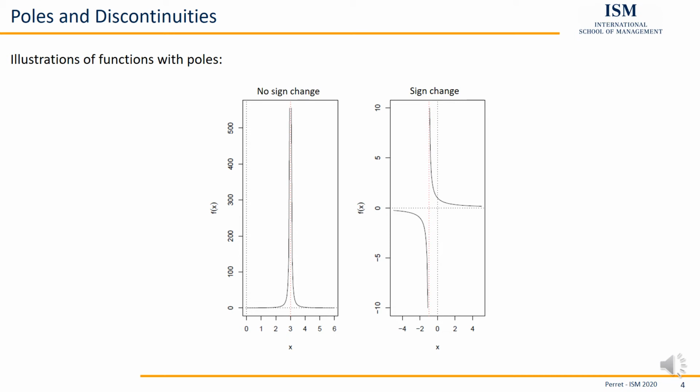And we can imagine this as if at this specific point we have a vertical line and the function gets closer and closer to this vertical line. It never reaches this vertical line, but it gets increasingly closer. That's what we call poles.